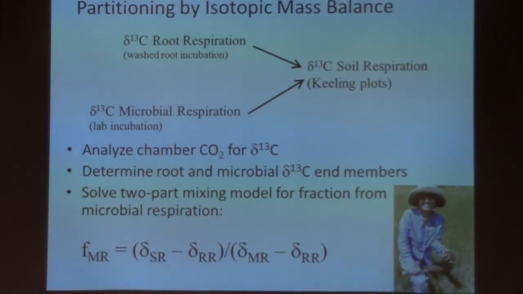Here's a picture of how we're doing the isotopic mass balance partitioning. We've got our root end member and the microbial end member, and we do Keeling plots to get the soil respiration value. We collect the CO2 from the flux within chambers carefully, without fractionating it or causing non-steady state issues. We determine not only the microbial and root end members, but also their variability, and we propagate the errors, okay?